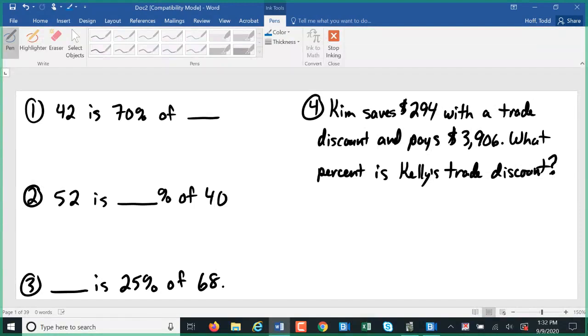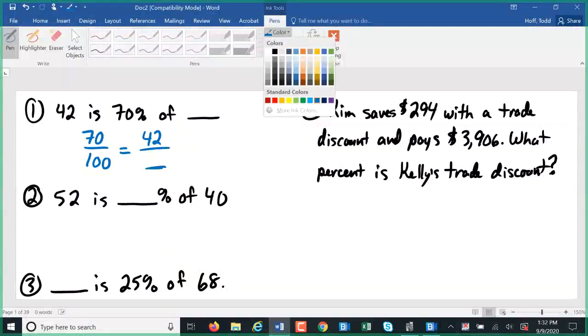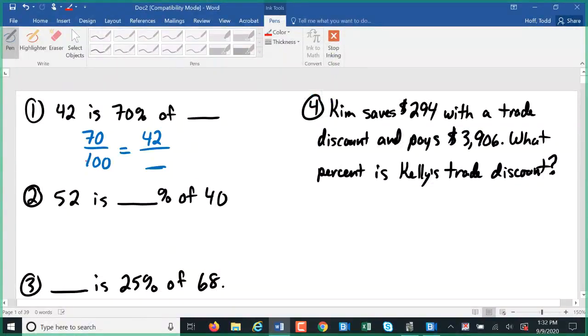For number one, 42 is 70% of blank. So 70% is going to be 70 over 100, equals, the 42 is 70. That implies the 42 goes with the 70 on top. Of blank, remember we read that as out of blank, implies that missing number goes on bottom. Then we cross multiply and divide. 100 times 42 is 4,200. We divide by the 70, giving us 60.